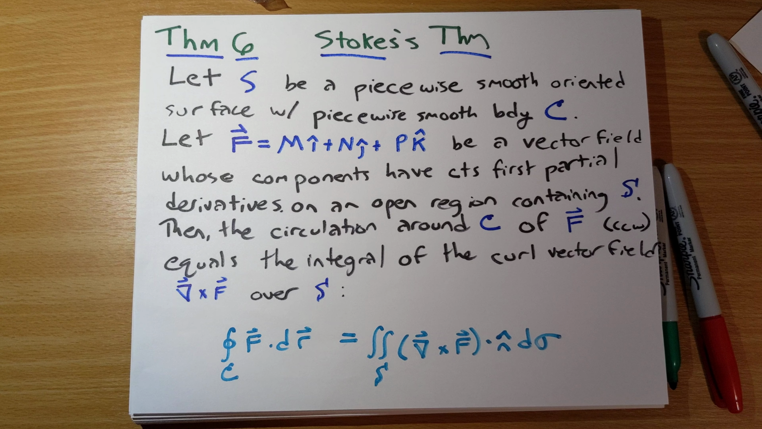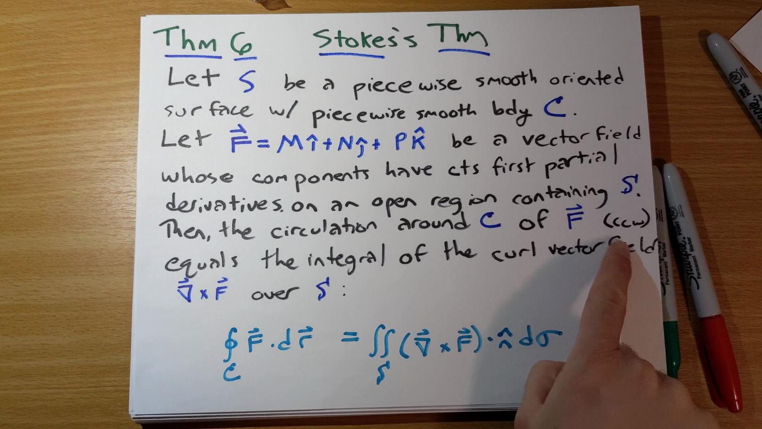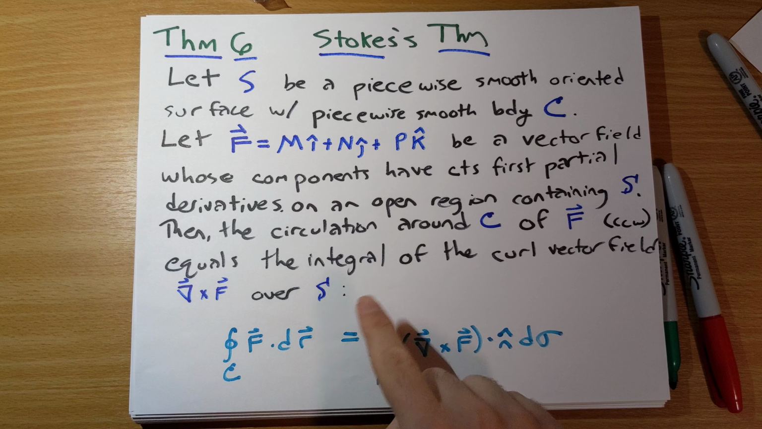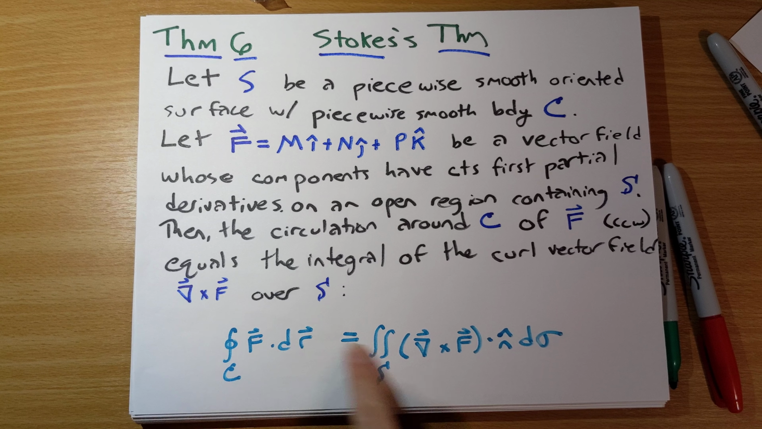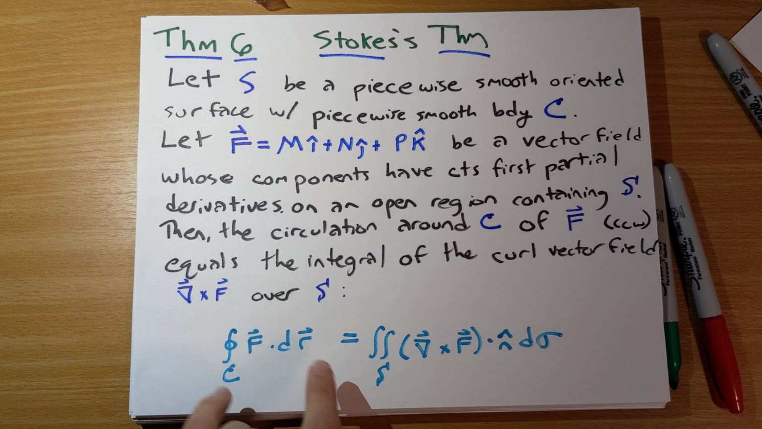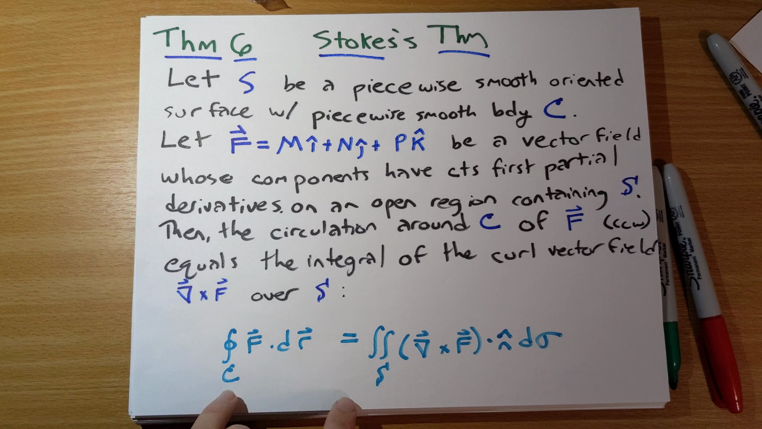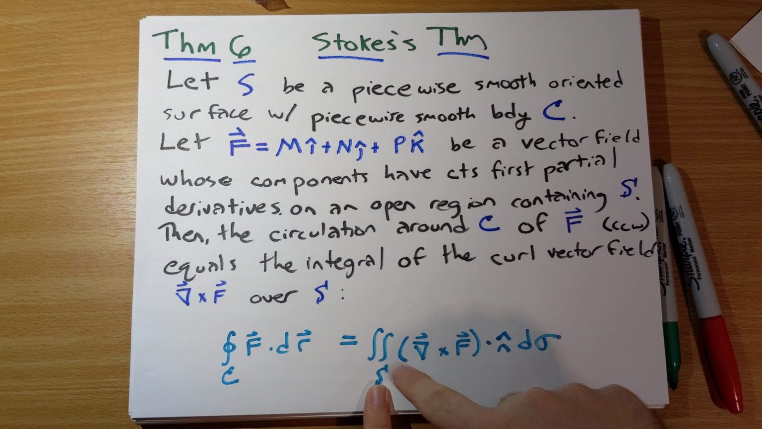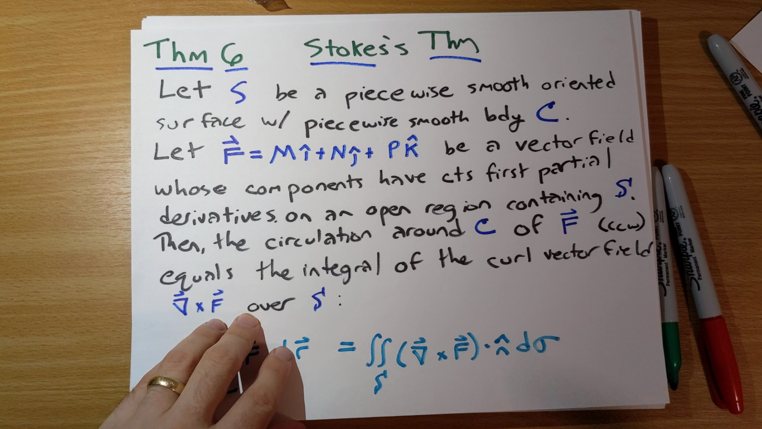Then the circulation around C of F, counterclockwise, equals the double integral of the curl vector field over S. So the circulation around C, which is the boundary of the surface, is equal to the double integral of the curl over the surface itself.